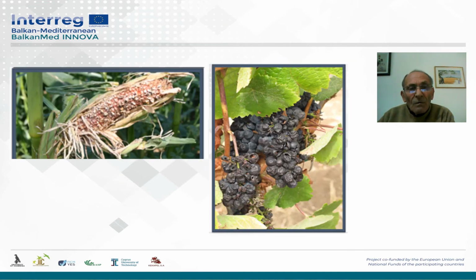As we know, the birds are our friends. The birds are a very positive element of our agroecosystem. But sometimes, if the populations are so big, they cause damage in agriculture. We see such symptoms in the grape, in the rice, in the wheat, in the maize, corn.